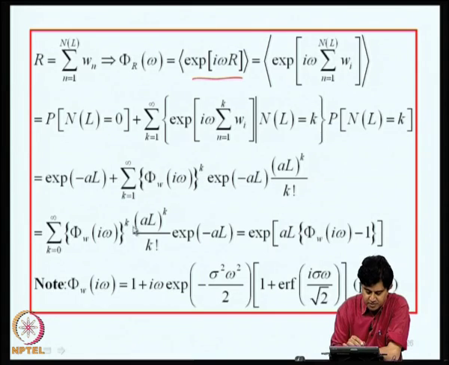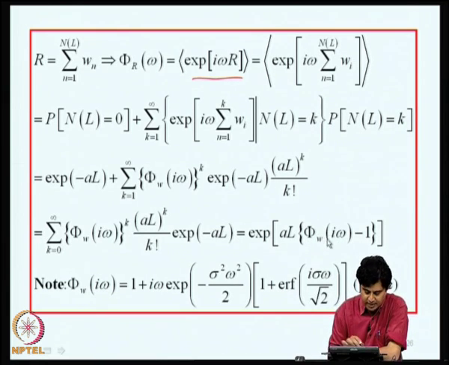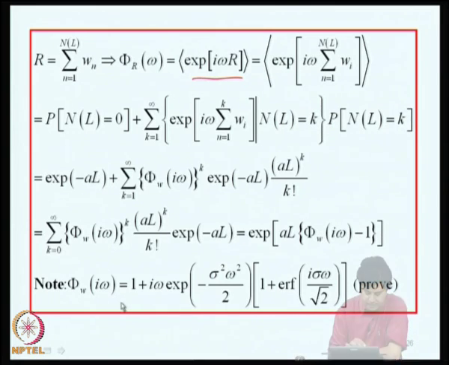So, we can rearrange these terms. There is (αL) to the power of k here and φ_W(iω) to the power of k. If we arrange these terms together, we can show that this characteristic function is nothing but exponential of αL times (φ_W(iω) minus 1). This φ_W(iω) is the characteristic function of a Rayleigh random variable, which we can show. I will leave it as an exercise. It involves slightly tedious integration. You can show that it is given by the characteristic function of a Rayleigh random variable, given by this. So, you substitute that here and you get the solution to the problem that is posed.